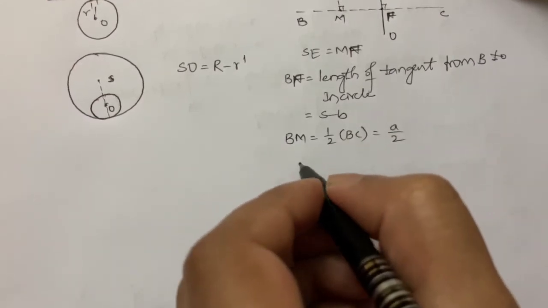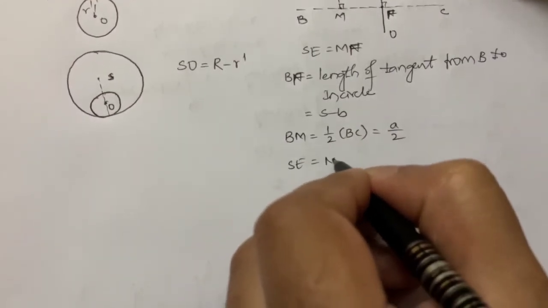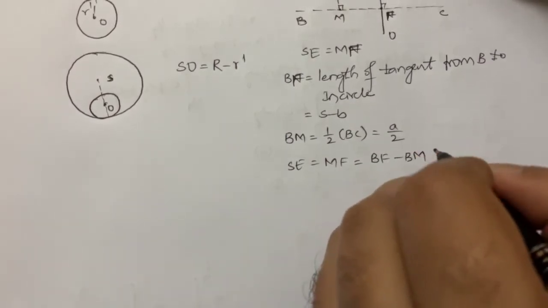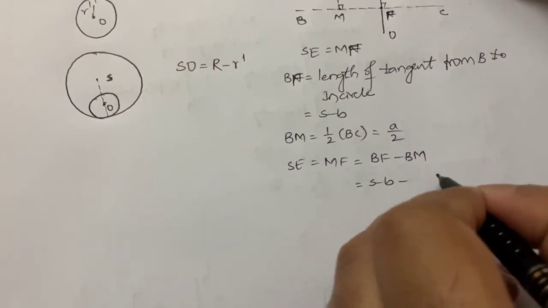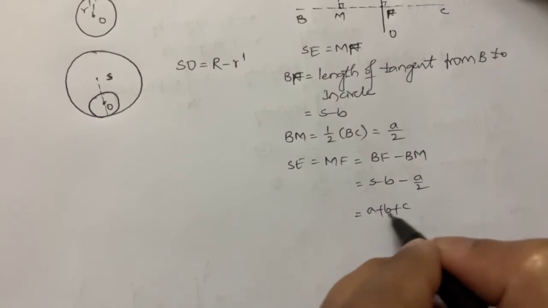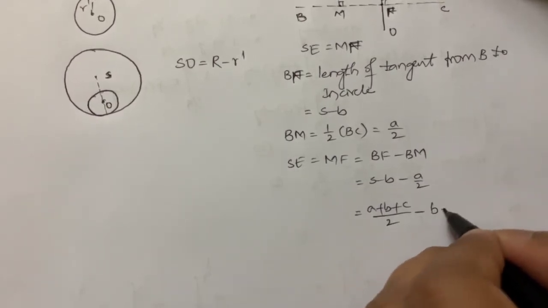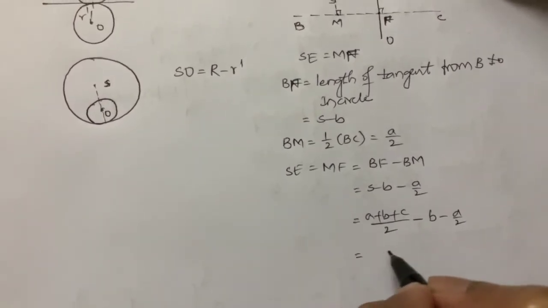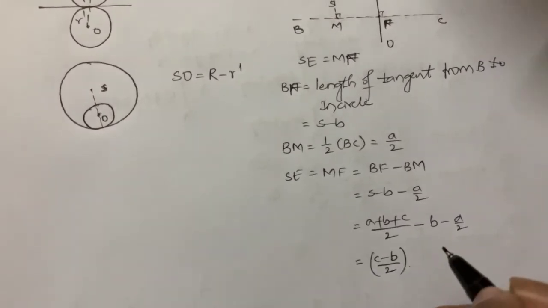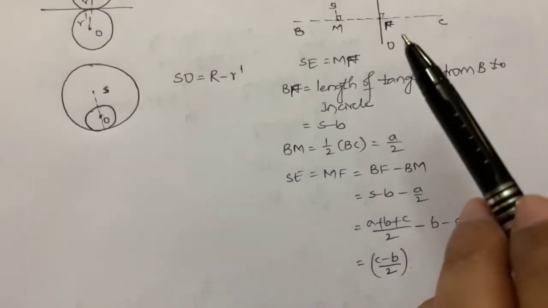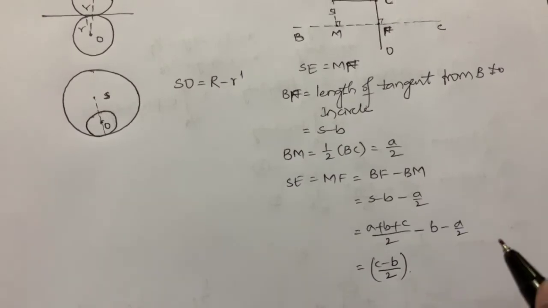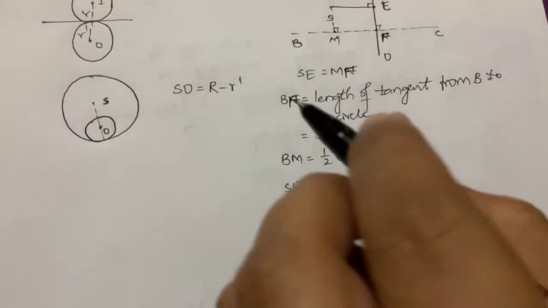So I will get SE is equal to MF, which is equal to BF minus BM, which is s minus b minus a by 2. What is s? s is a plus b plus c by 2, minus b minus a by 2, which is c minus b by 2. So the perpendicular distance from S to the line joining IO is (c minus b) by 2. Okay.